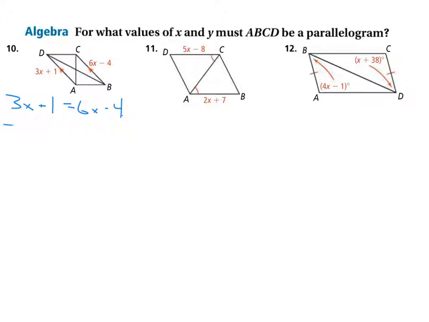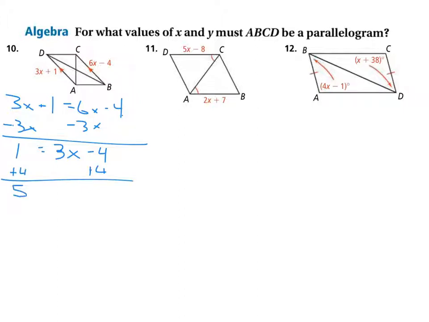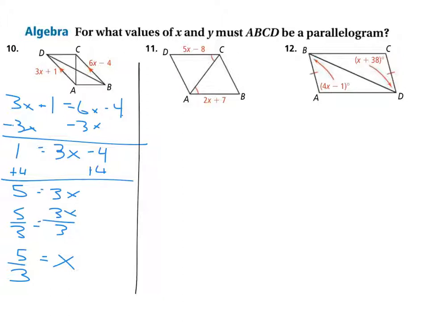And then we just solve. Minus 3x, and we get 1 equals 3x minus 4. And then if we add 4, we get 5 equals 3x. And dividing by 3, we get x is equal to, okay, that's all we need to do there.